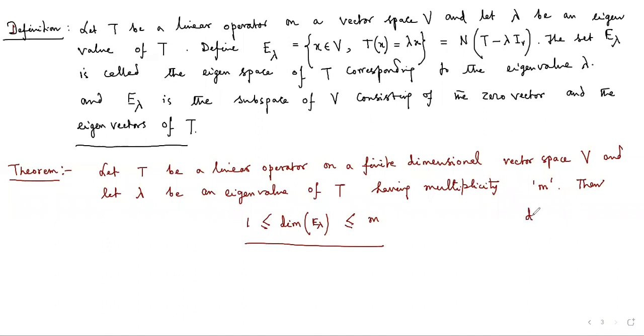What is dim of E lambda? If you can recall, dim of E lambda is the dimension of E lambda. Because E lambda is a subspace, it will have some basis in it, and the number of elements contained by that basis will be the dimension of this particular eigenspace. So the eigenspace will contain all the eigenvectors as well as the zero vector.